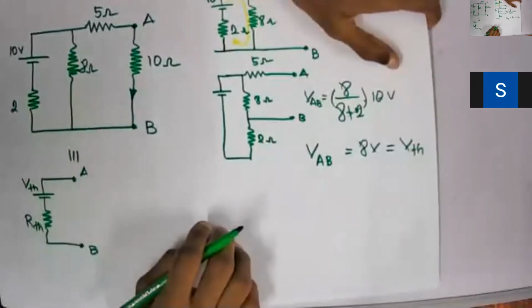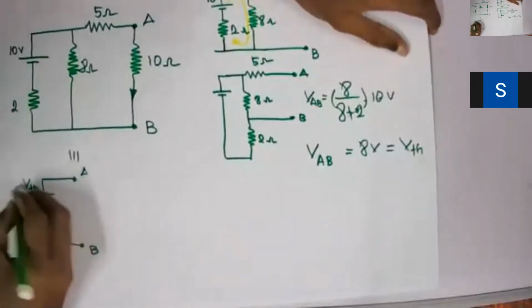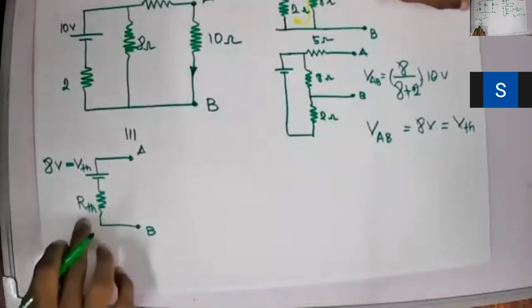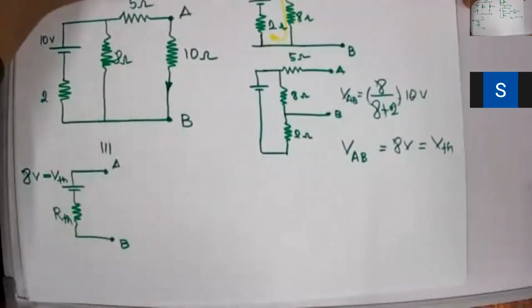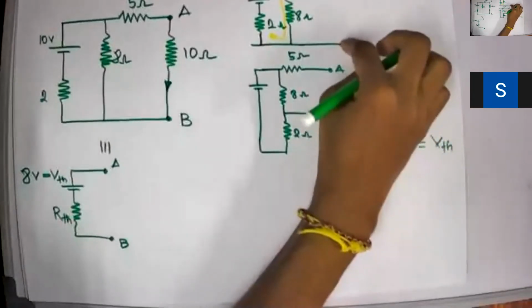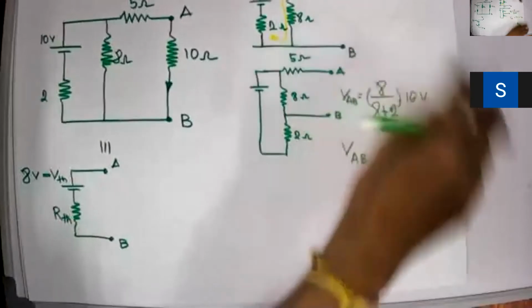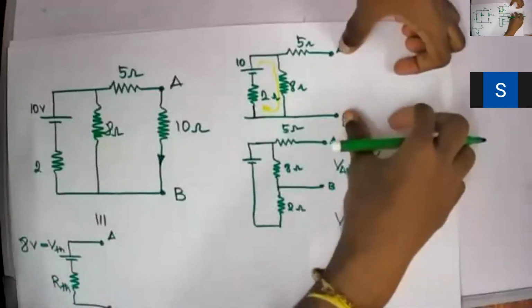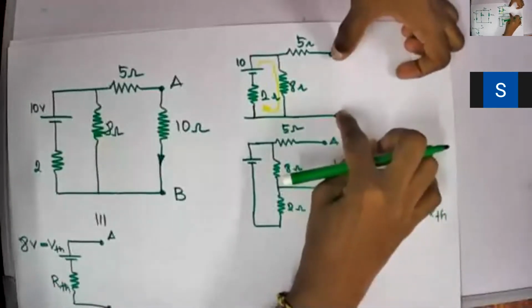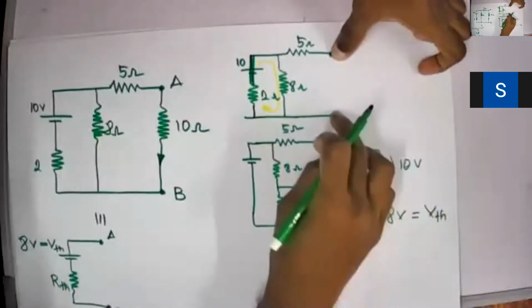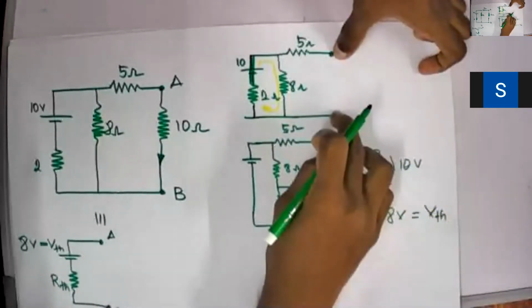Now I need to calculate RTH. We have calculated VTH, which is 8 voltage. Now we need to calculate RTH. The resistance RTH is nothing but the resistance between points A and B after you short circuit the battery. After you short circuit the battery.